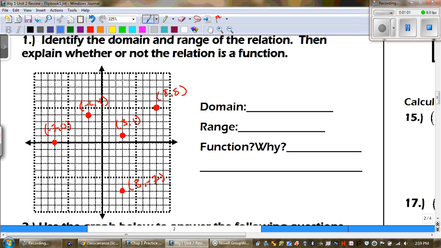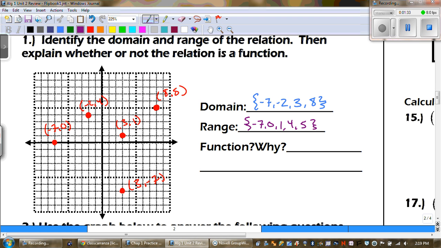Okay. So when we're talking about the domain, we're talking about all of the x's, okay? So when we put these in order, we have -7, -2. There are two number 3s, so you don't have to repeat it. And then 8. Your range is all of your y's. So when we write those in order, you should have -7, 0, 1, 4, and 5.